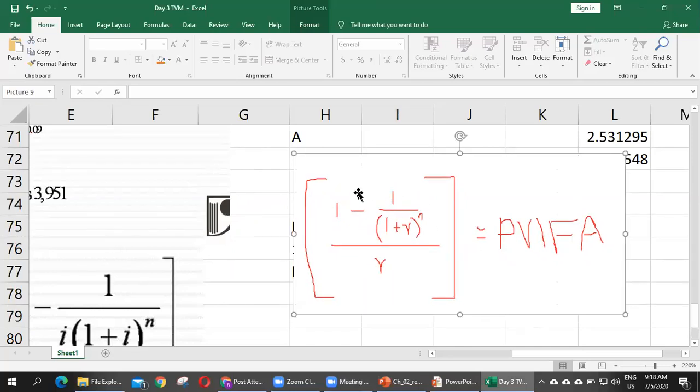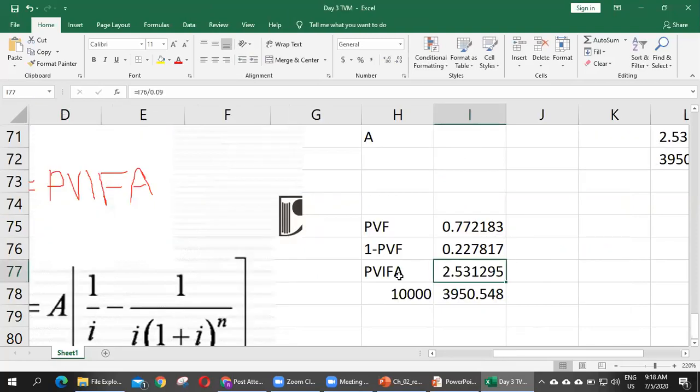To find out the present value interest factor annuity, first we find the present value factor, then deduct it from 1. Then we divide that value by the rate of interest. Then we get the present value interest factor annuity, right? We got the present value interest factor annuity as 2.53129.